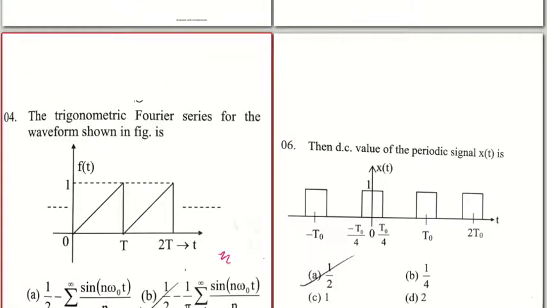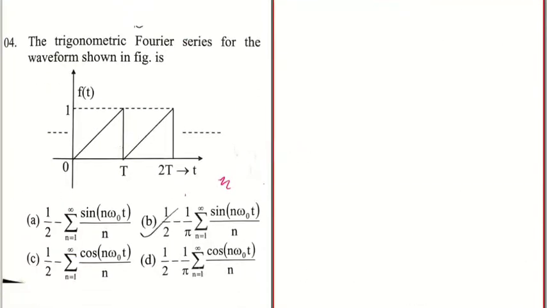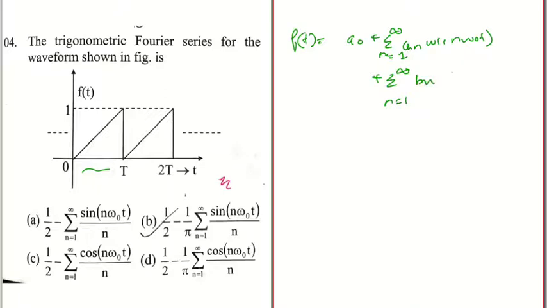Trigonometric Fourier series for the waveform shown in the figure is, we have to find out the trigonometric Fourier series. What is the expansion for trigonometric Fourier series? F of t is equal to a0 plus sigma n is equal to 1 to infinity an cos n omega 0 t plus n is equal to 1 to infinity bn sin n omega 0 t. Okay, so this is the formula. Now we will find out each term.